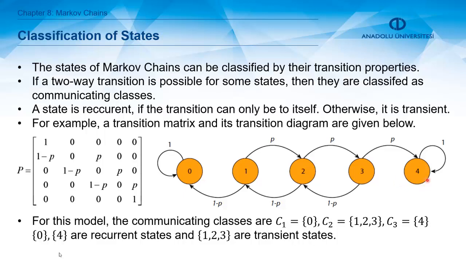Similarly, state 4 is a class with a single member, as it can only recur to itself. On the other hand, states 1, 2, and 3 comprise another class, as the transition is possible among them. So this is another class with 3 elements. Here, state 0 and state 4 are recurrent states, and states 1, 2, and 3 are transient states.